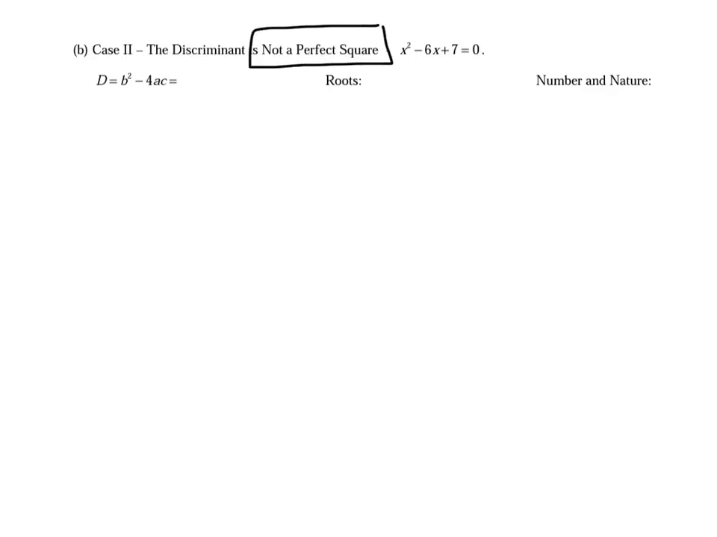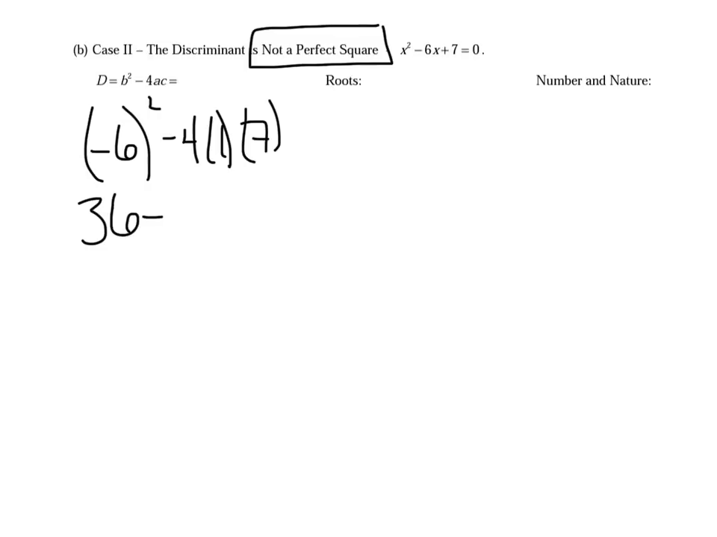All right, that's what I need in your notebook. Case 2, not a perfect square. Let's do our discriminant. Negative 6 squared minus 4 times 1 times 7. So that's 36 minus 7 times 4 is 28. And that gets me a nice answer of 8.